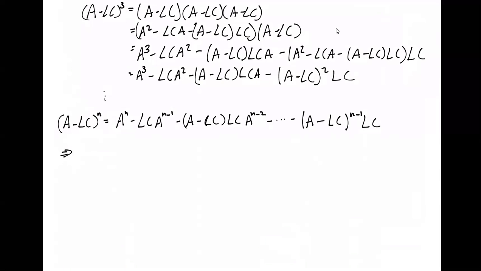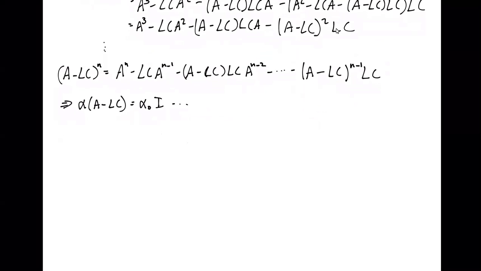So it follows that we get that alpha, the characteristic equation of A minus LC, is equal to alpha naught times I. And I'm going to write it in such a way that it'll start to make a little sense. Plus alpha 1 times A minus LC plus alpha 2 times (A squared minus LCA minus A minus LC times LC).